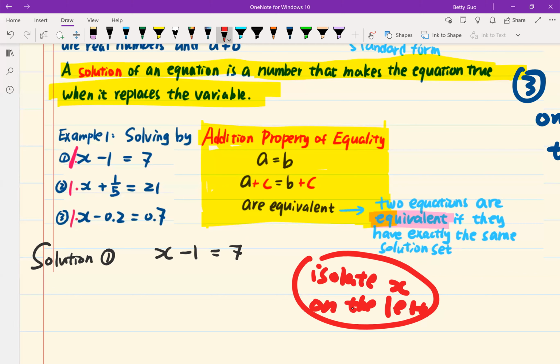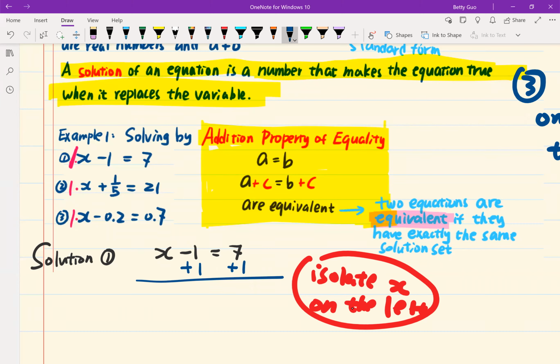Terms are separated by plus or minus, right? How many terms on the left? 2 terms. One is x, the other is negative 1, right? So it means x is not isolated yet on the left-hand side. We need to get rid of the term negative 1, right? How do we get rid of the negative 1? What's the opposite of negative 1? Positive 1, yeah. So we're going to add 1 to both sides of the equation.